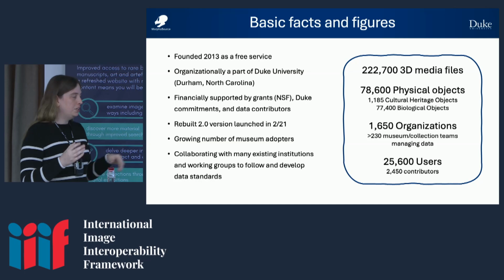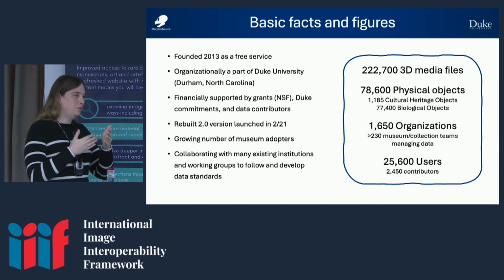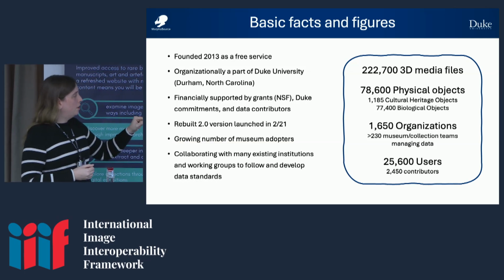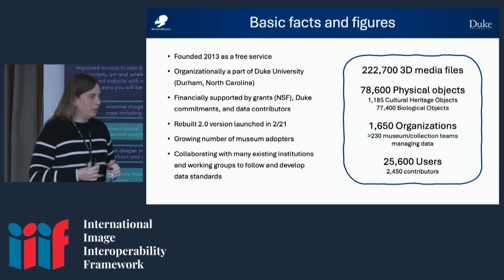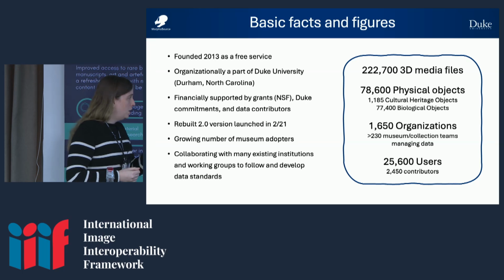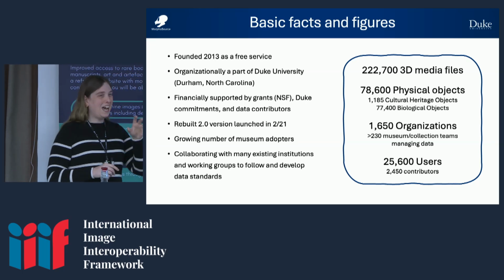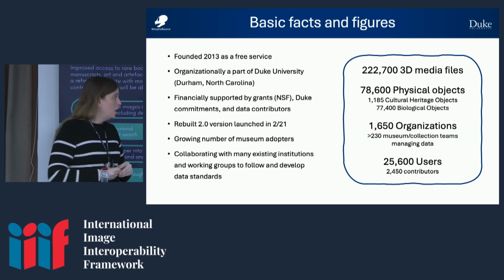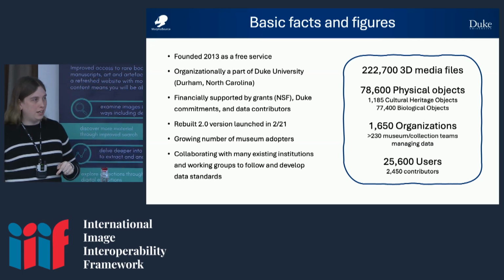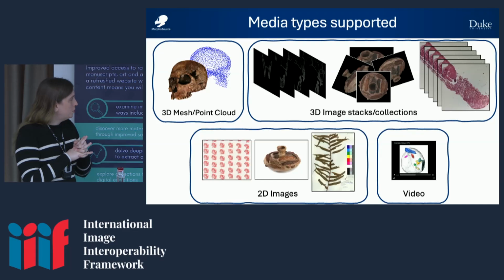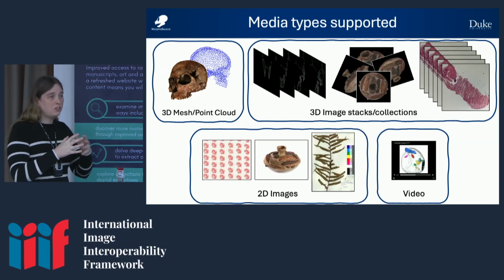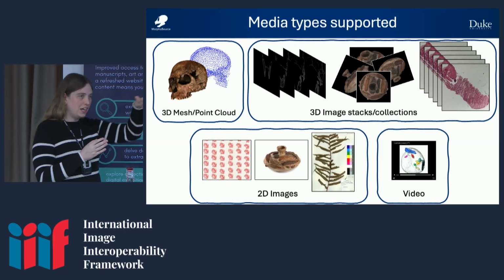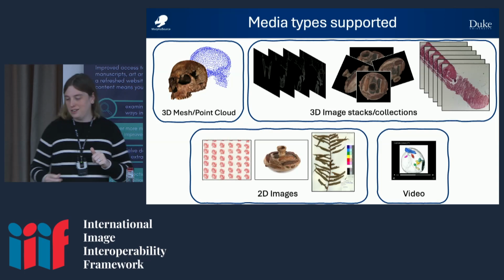So if you're interested in putting 3D data up, and you want to describe it in a particular way, we love to hear that, because that gives us a good way to grow. But those objects come from over 1,600 organizations, which are museum collections, university departments, and institutions, and over 230 of those museum or collection teams are actively managing data on the site. And the people accessing data, we have over 25,000 registered users, of which almost 10% have actually contributed data. The kind of data that people can put on MorphoSource: 3D models, image stacks, so image stacks created by CT scanners, photogrammetry image stacks, slide sections from microscopes, 2D images, and video.